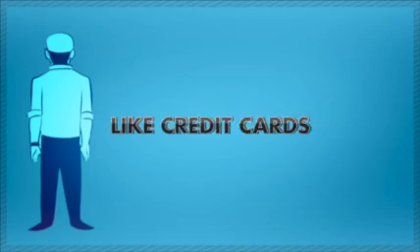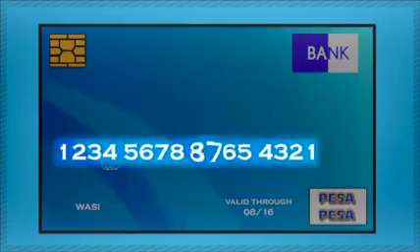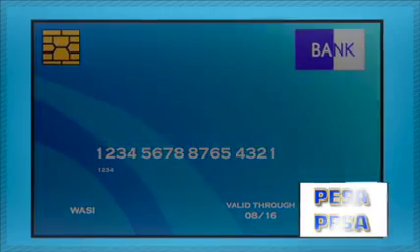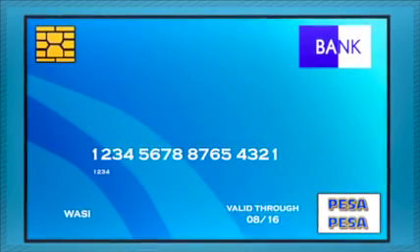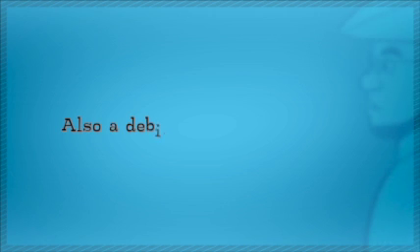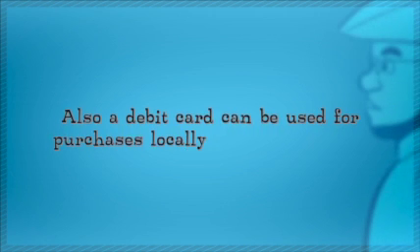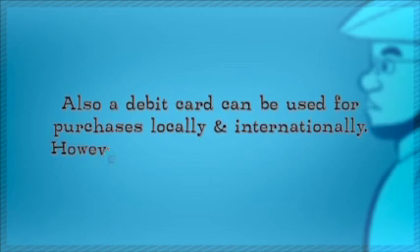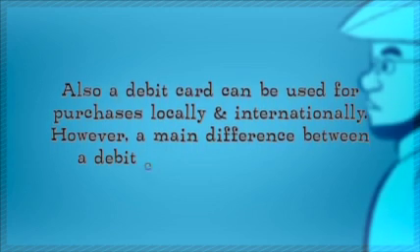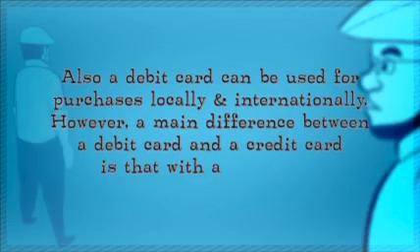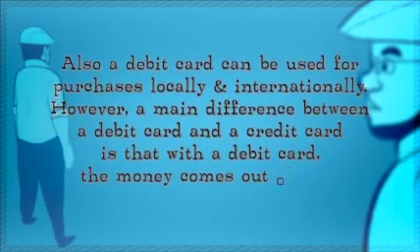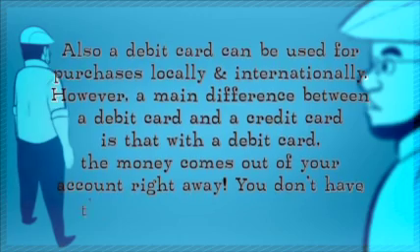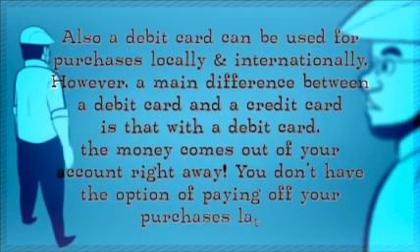Like credit cards, many debit cards may have a 16-digit number and payment processor logo on the front of the card. Also, a debit card can be used for purchases locally and internationally. However, a main difference between a debit card and a credit card is that with a debit card, the money comes out of your account right away. You don't have the option of paying off your purchases later.